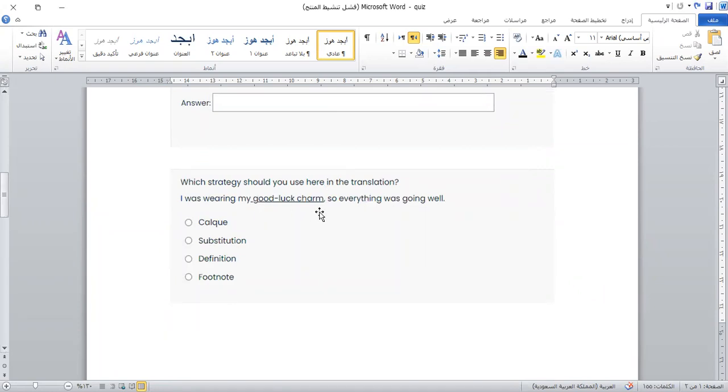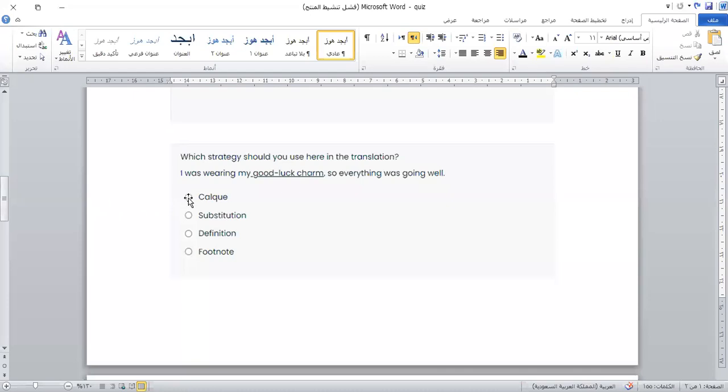And again, I was going to underline this, then I said no, better to underline it. So I was wearing my good luck charm, so everything was going well.